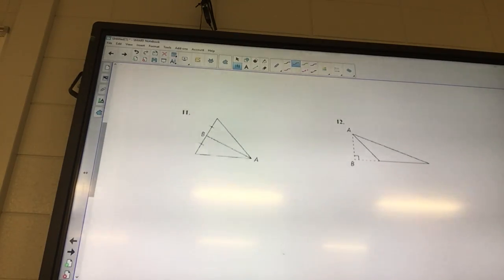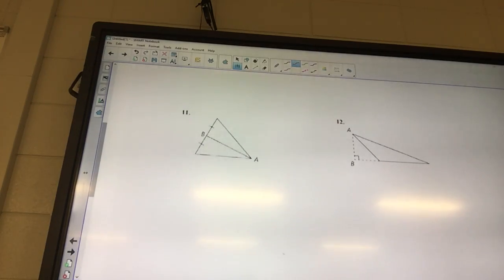Okay, look at 12. So 12 is a triangle, and it's got a dotted line that's not really part of the triangle, and it comes down and makes a square, for an altitude. Is it an altitude, though? No. Because if it was, it would be with the altitude. That's the line.